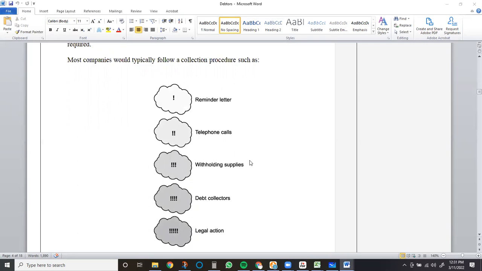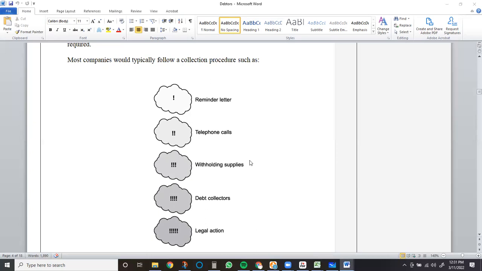Reminder letter, telephone calls, withholding supplies, debt collectors, legal action. Now, I guess, recognizing the impact of computers and computer technology, that may be modified a bit. Reminder letters, especially where the mail is a bit unreliable, may not be a good idea.